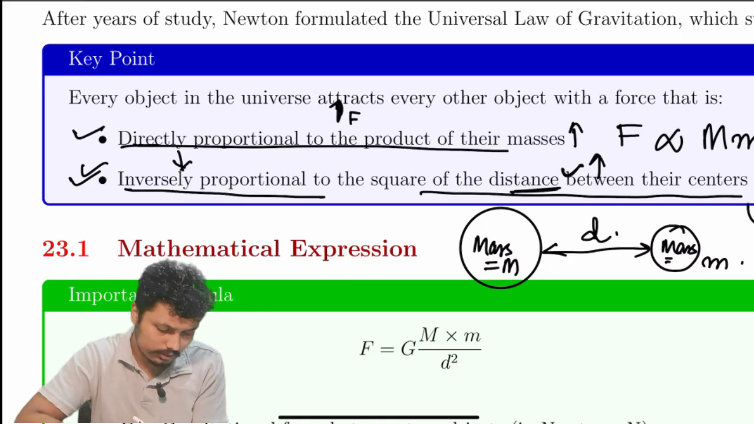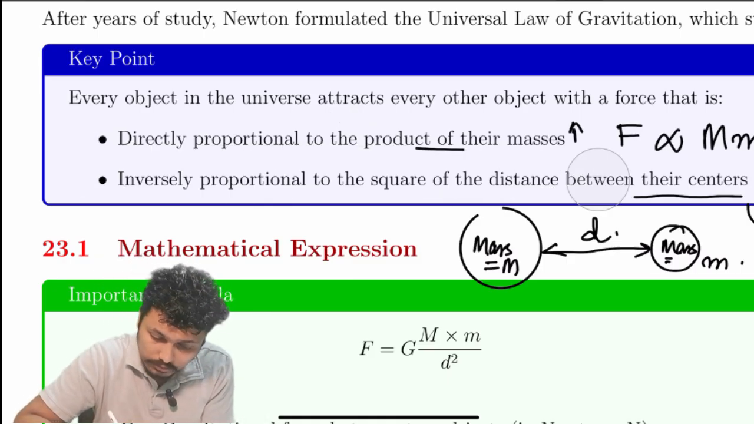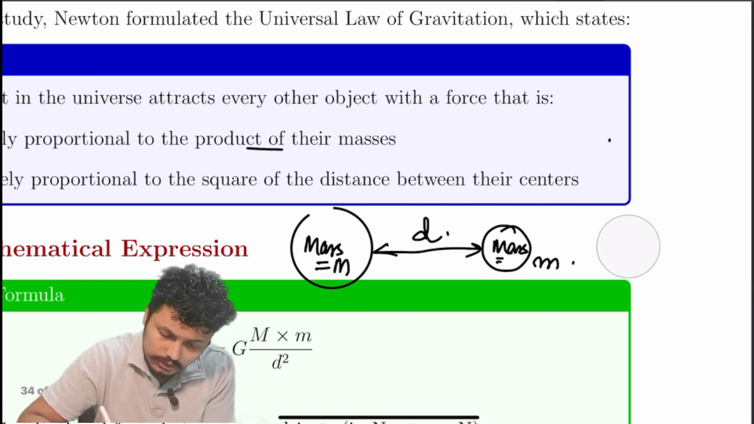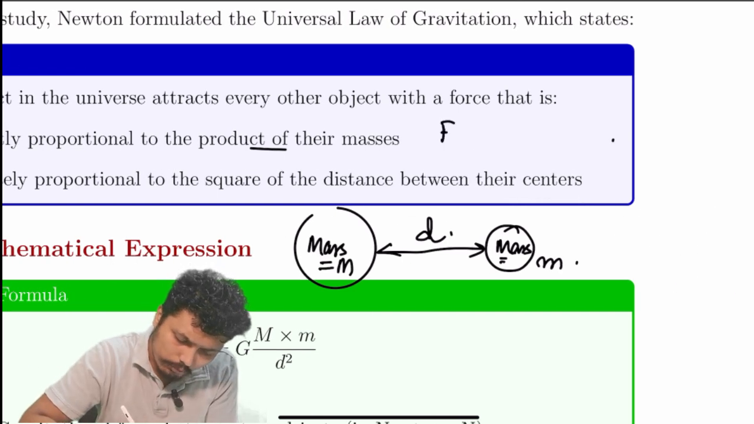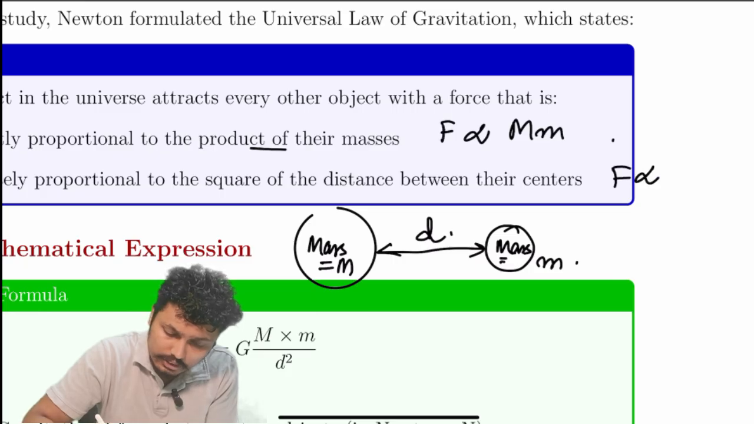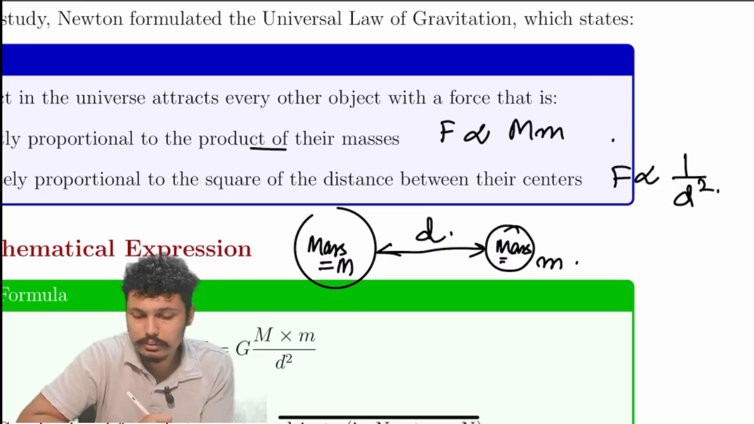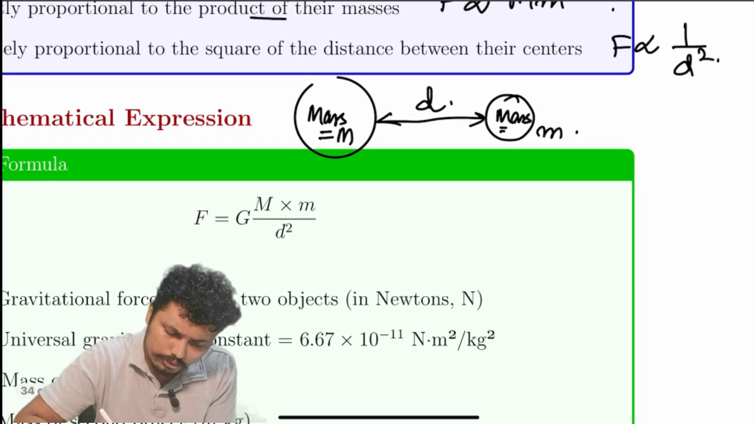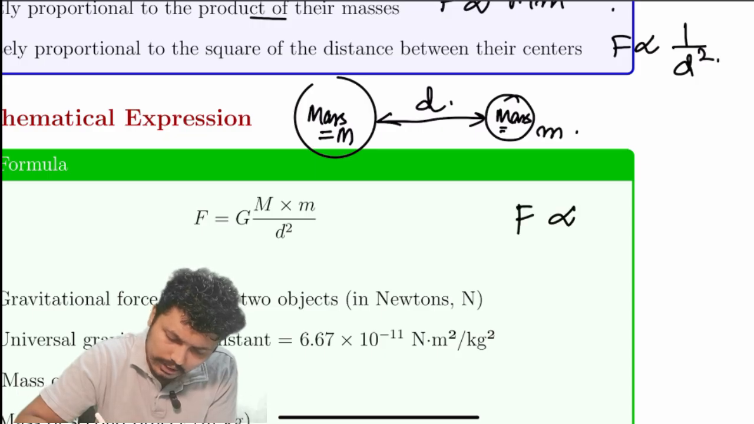Inversely proportional. Okay, so what have we written down so far? The first step was force is directly proportional to the product of masses. The second is force is inversely proportional to the square of the distance between them. Let me combine these two, so I can write force proportional to m into m divided by d square.